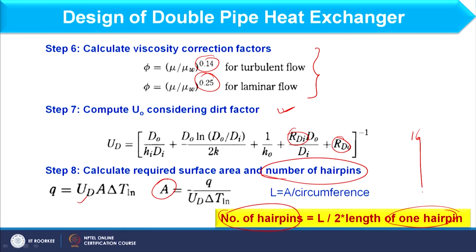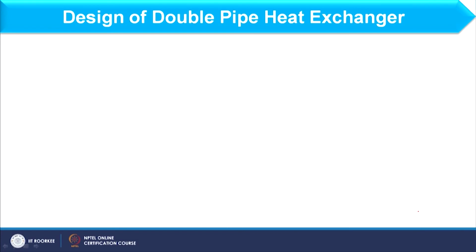So, the length of one hairpin is basically the 16 feet, and this L, what is this L? This is basically the total length of the double pipe heat exchanger required for sufficient transfer of heat, considering the total heat transfer area. That circumference corresponds to the circumference of the tube. Accordingly, you can calculate the total length, and then you can find the number of hairpins, because you need the total length and the length of one hairpin. And now we will calculate the pressure drop in the double pipe heat exchanger.